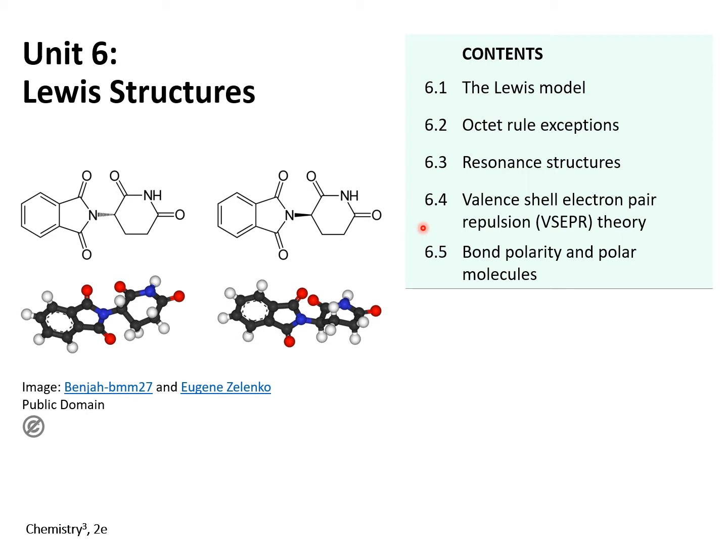Finally, once we're able to write the Lewis structure for any molecule, we can then predict the shape based on the valence shell electron pair repulsion theory, or VSEPR for short. Once we know the shape of the molecule, we can then predict the polarity of the individual bonds within the molecule, and then extend this to be able to predict the polarity of the molecule as a whole. Once the polarity is known, we can then use this to predict their chemical and physical properties, which will be the focus of the next unit.